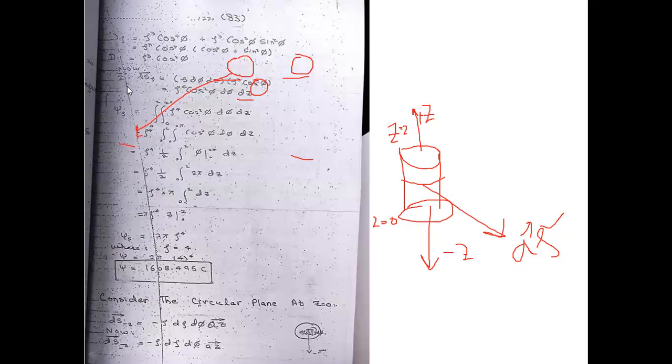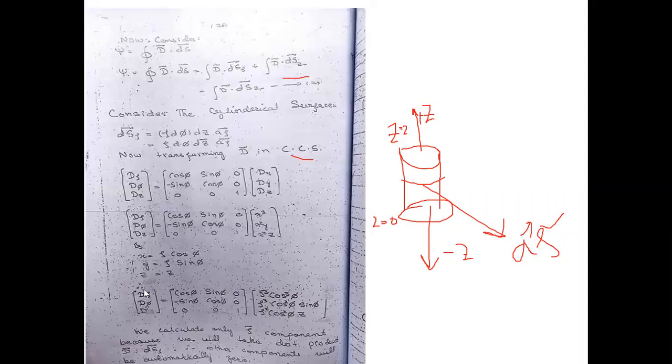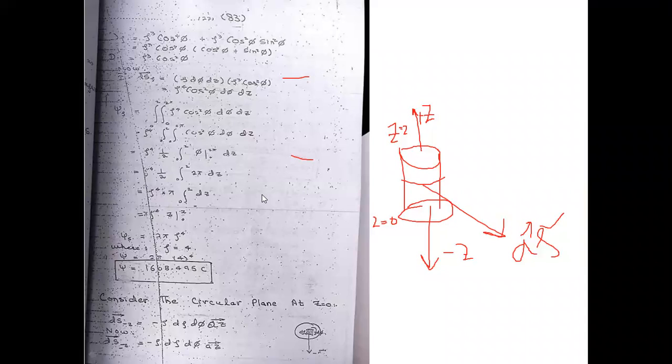Okay, so D dot dS_rho will be equal to the rho component of the D only will be used. The rho component of D will be used. So that is why we have rho cubed cos squared phi, only this one.